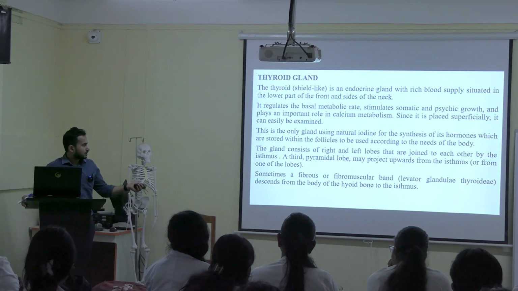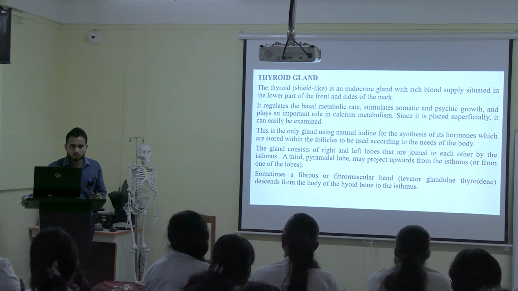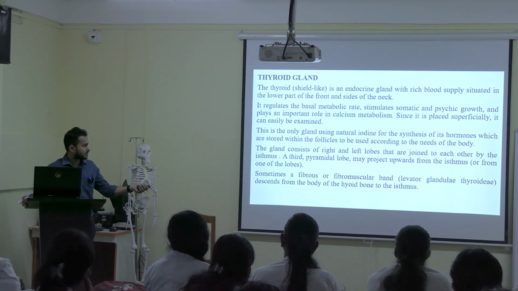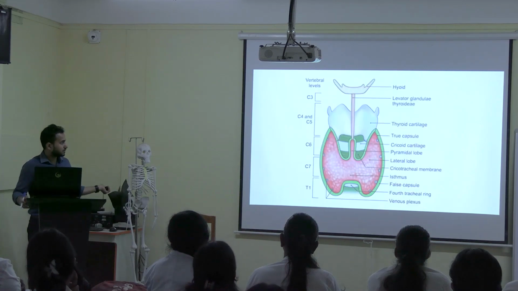Next, a fibrous band is attached to the isthmus. Sometimes a fibrous or fibromuscular band descends from the body of the hyoid bone to the isthmus, which is called the levator glandulae thyroideae. Okay, so let me show you the diagram.